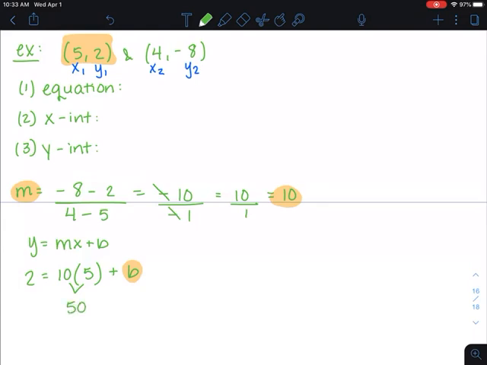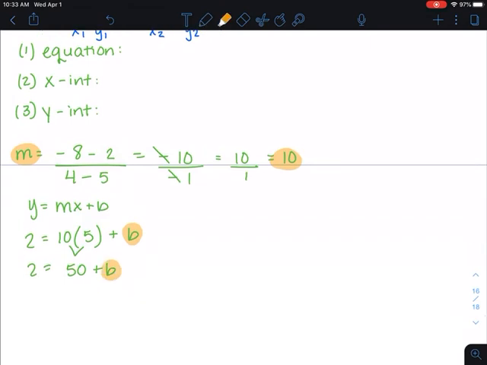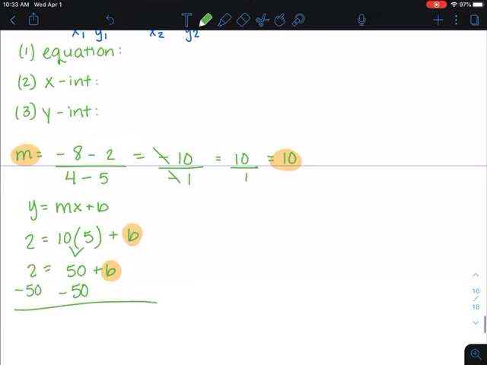So 10 times 5 is 50, plus b. And again, solving for b, so we're going to subtract 50. These 50s cancel, and I have negative 48 is equal to b. So that becomes my y-intercept, and that also becomes the rest of what we need to complete our equation. So y is equal to 10x minus 48. We're subtracting because it's a negative 48.